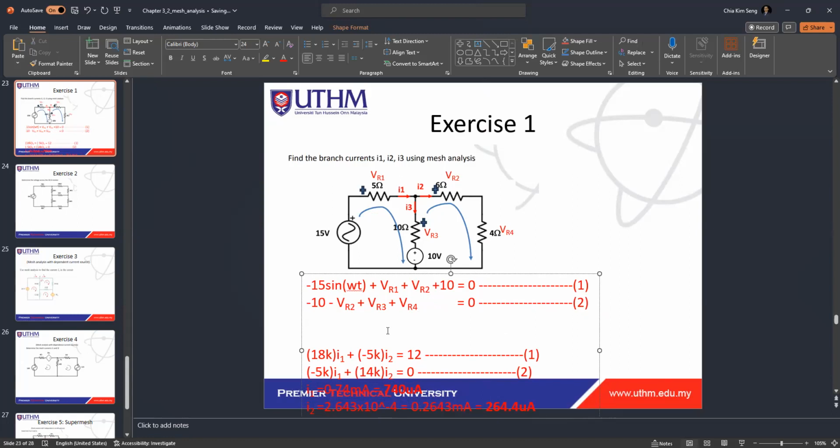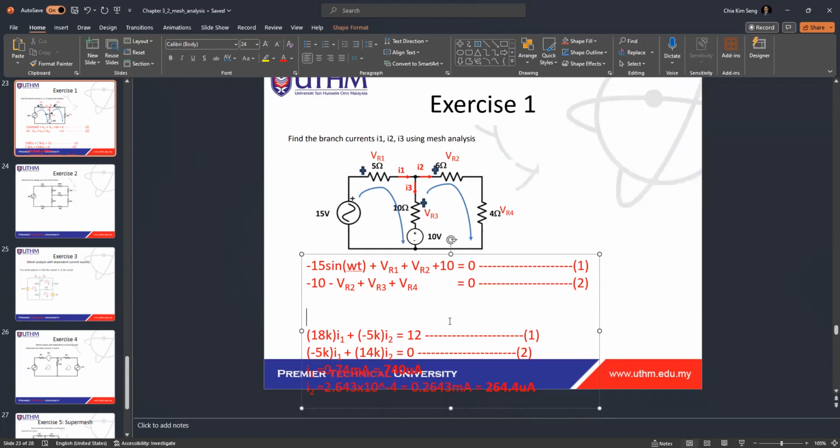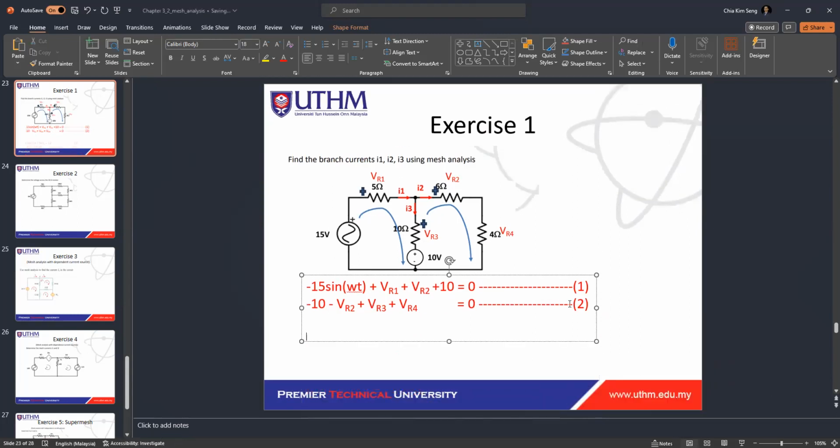So what's next? Next is we substitute. Okay, I think this one I don't need already. So we restructure this one. We label it as 1A. That means we substitute those unknowns. The VR will be equal to I1 multiplied by how many? 5 ohm, am I correct? 5 ohm times I1.